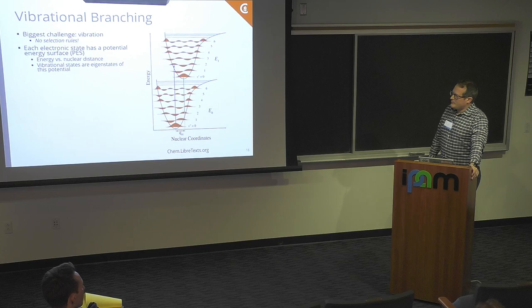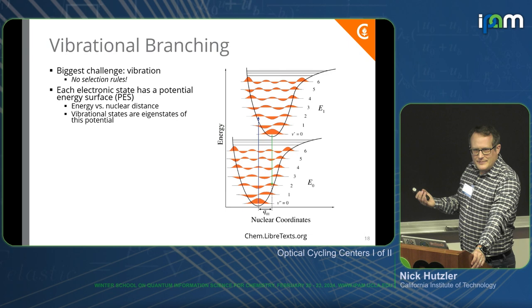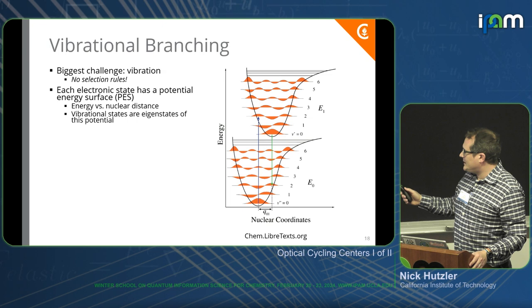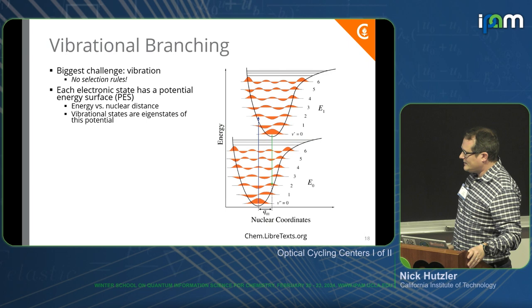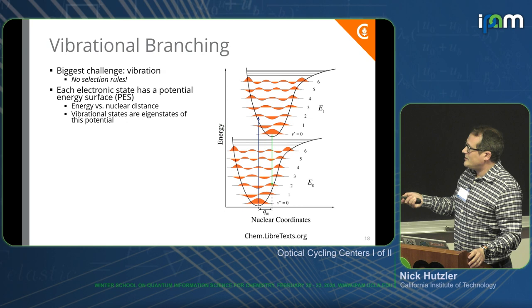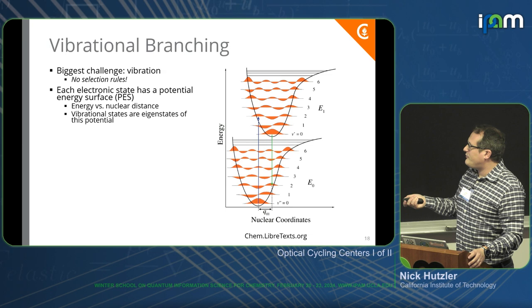The vibrational branching is the hardest one because there are a lot of them in every state, and there are no selection rules. Luckily, we've already kind of talked about how to solve this, but now I'm just going to revisit it in a slightly more quantitative way. Each electronic state has some potential energy surface, and the potential energy surface supports the vibrational modes, say for a diatomic. You get some vibrational wave functions that exist in this potential energy surface, which are the vibrational wave functions of the nuclei.